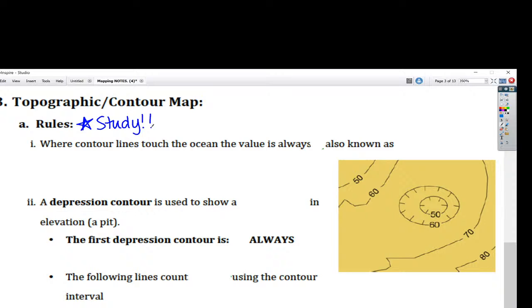Okay, so the first rule says where contour lines touch the ocean, the value is always 0. And if you remember from page 14 of our notes, what do we call a line or an elevation that has an altitude of 0? 2 words that we use to describe it. Lily? Sea level. So this is also known as sea level.